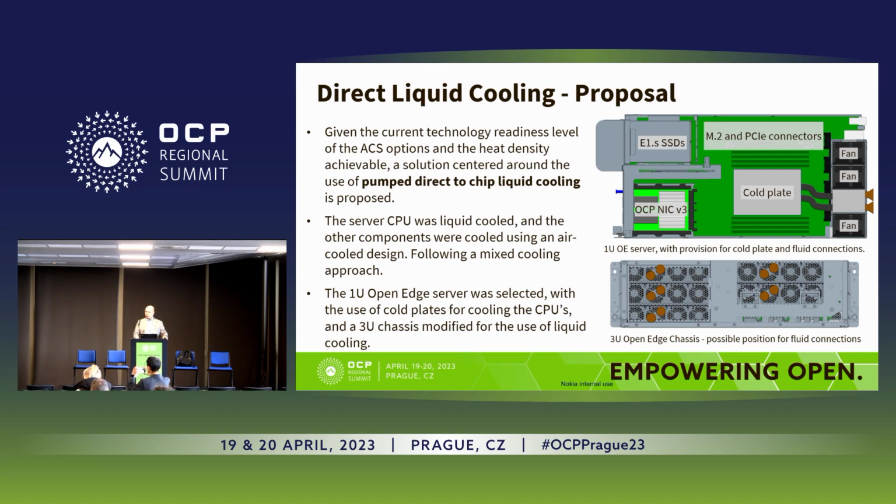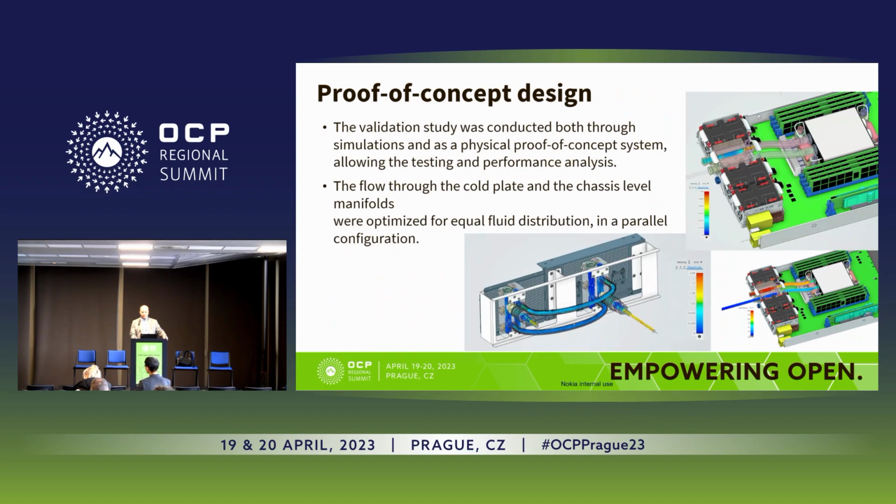For this proof of concept we selected the bigger 3U chassis to be modified, with 5 server sleds in the system. Here you can see our simulation pictures of how the fluid goes at server level and at chassis level. You can see the pipes inside the server and the manifolds at chassis level, and the lower rightmost picture shows the pressure difference between the inlet and outlet pipe of the server.